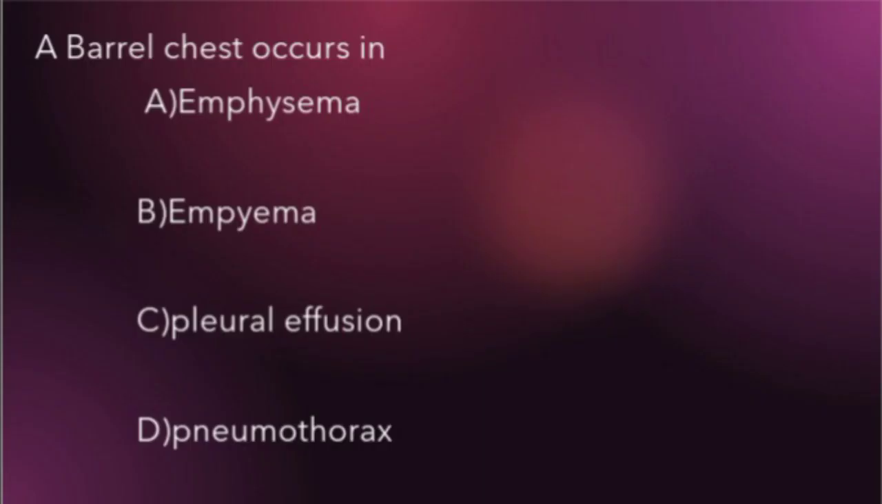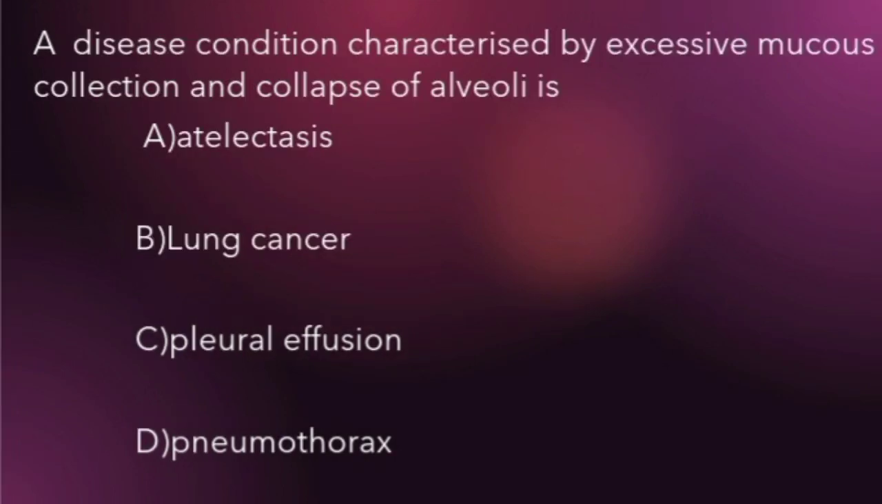Barrel chest occurs in: option A. Emphysema, option B. Empyema, option C. Pleural effusion, option D. Pneumothorax. Barrel chest is in the case of emphysema. A disease condition characterized by excessive mucus collection and collapse of alveoli is: option A.